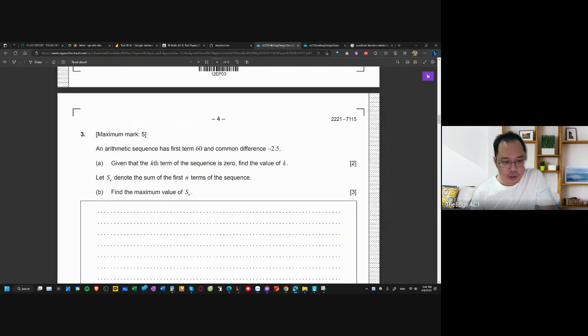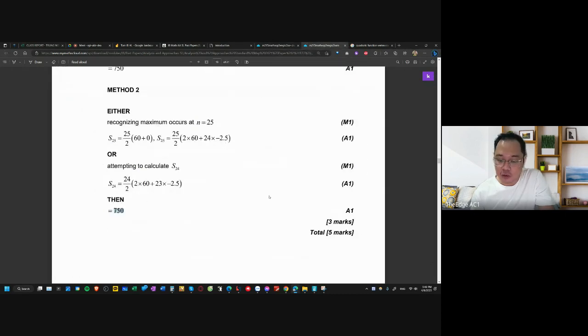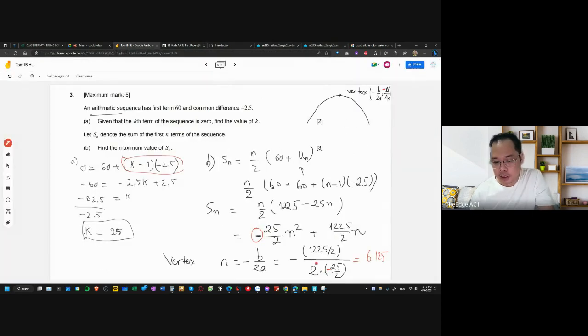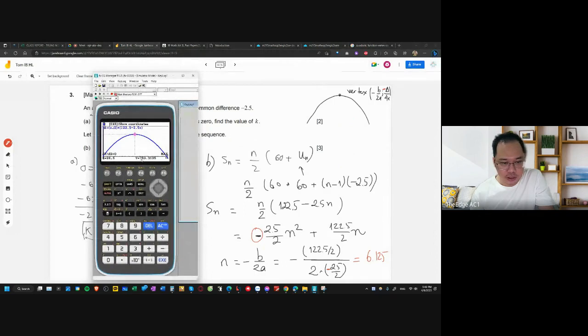What are the questions? Find the maximum. Okay, meaning find the value of the maximum, meaning the sum. And this calculator, okay, 750. The same as the answer, okay? But N here is wrong. Let's check why it is wrong.